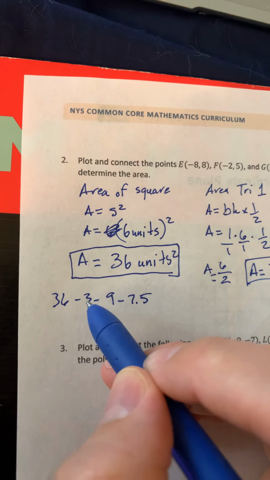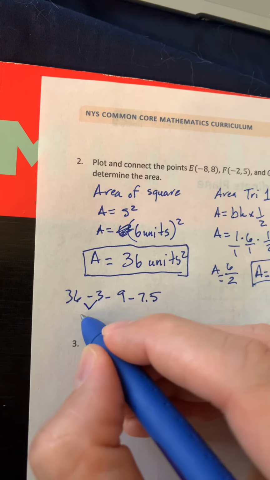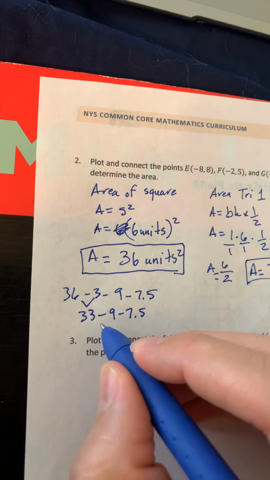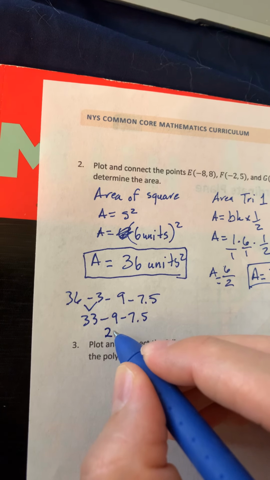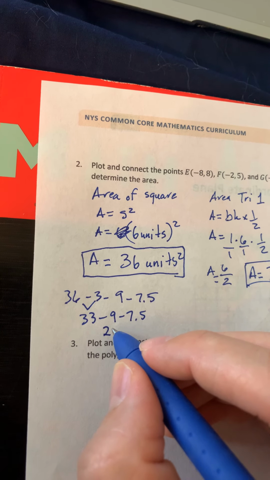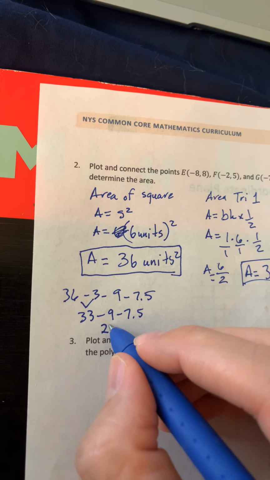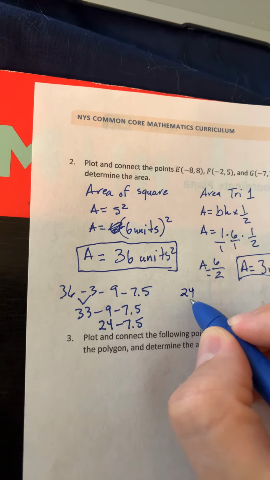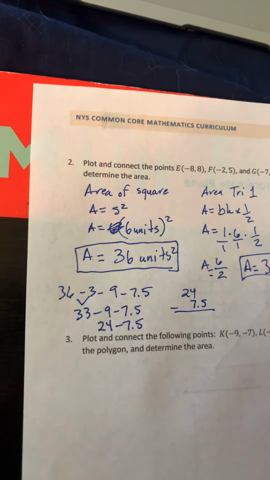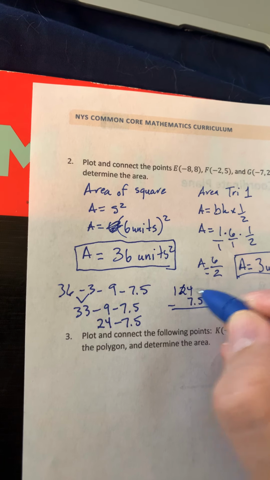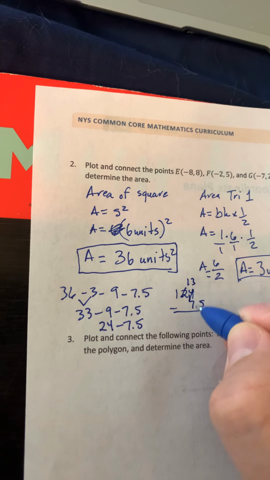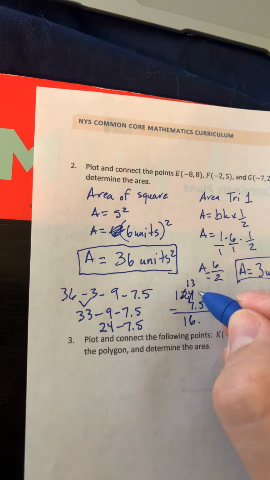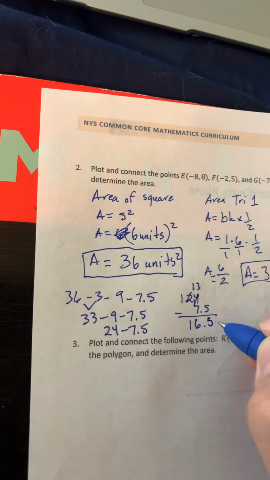So 36 minus 3 is 33. Minus 9, minus 7.5. 33 minus 9 is 24. Then 24 minus 7.5. I need to borrow here. 14 minus 7 is 7... 13 minus 7 is 6. I brought this one down, and then this one becomes 10. So it's 16.5.